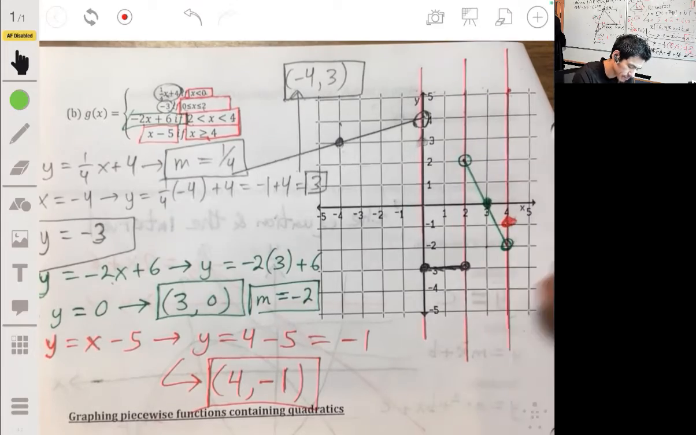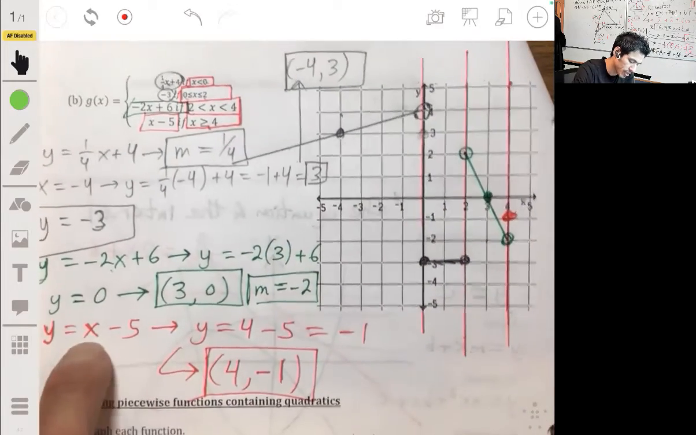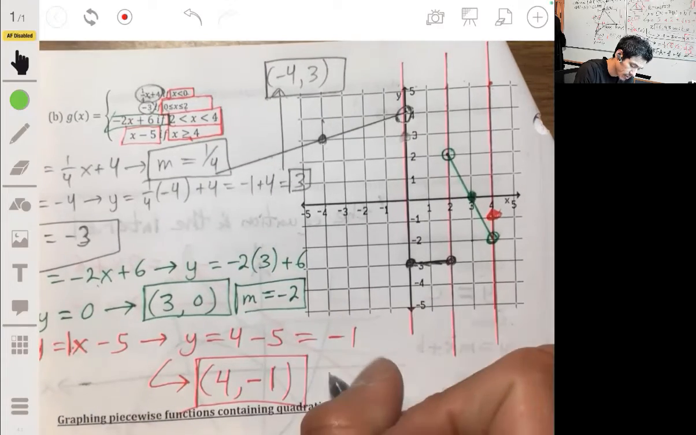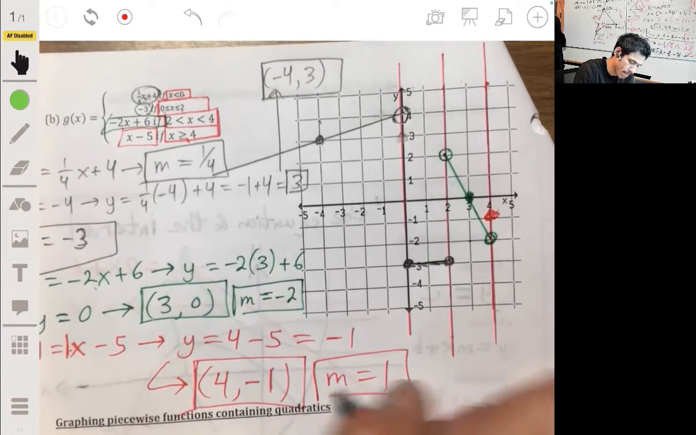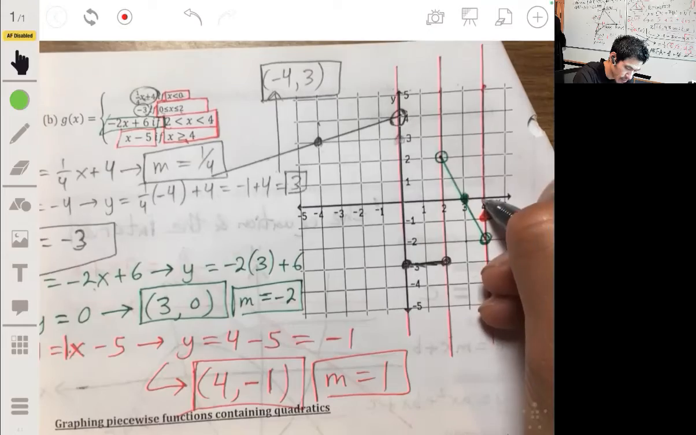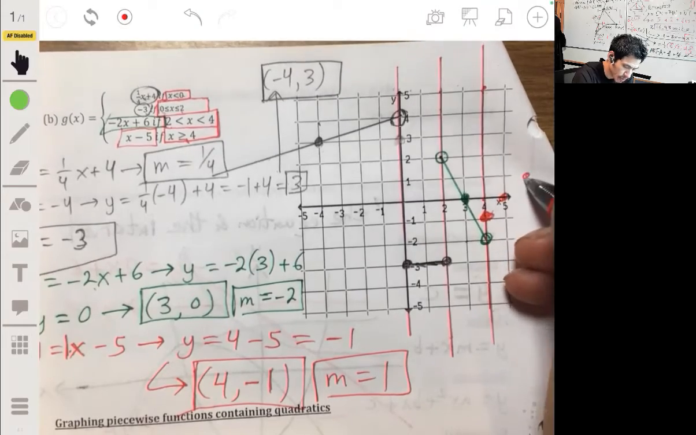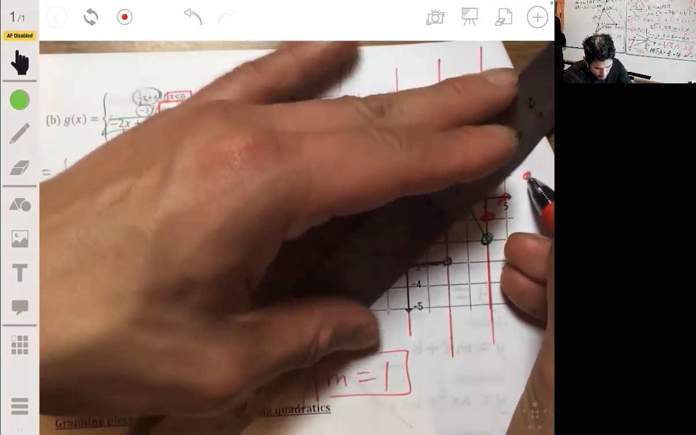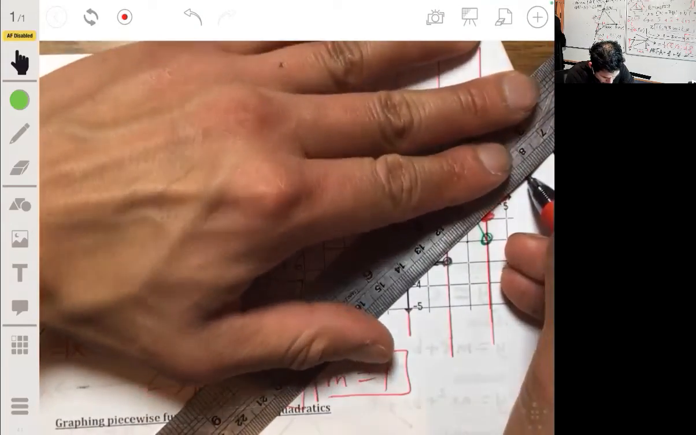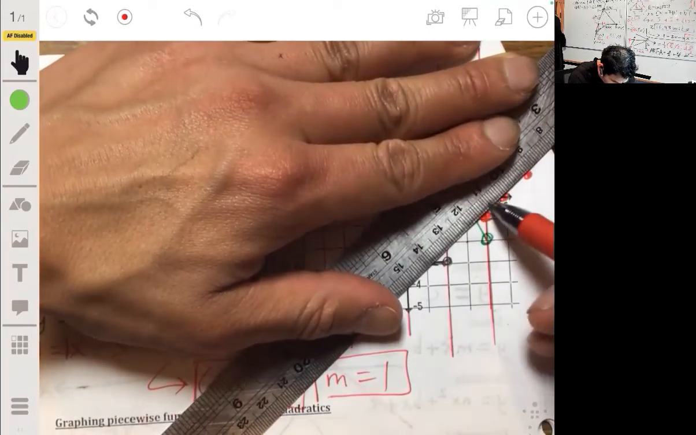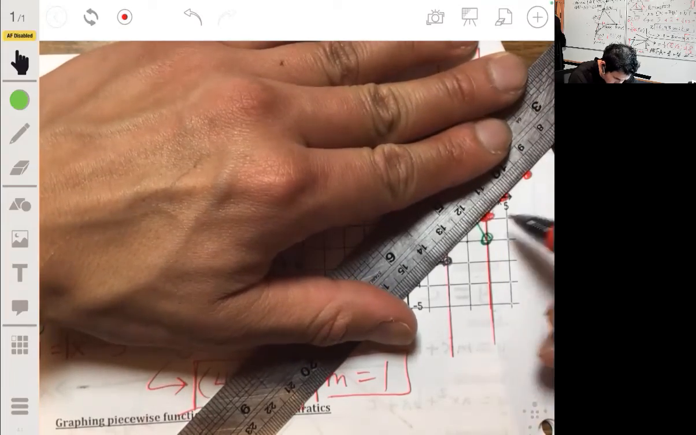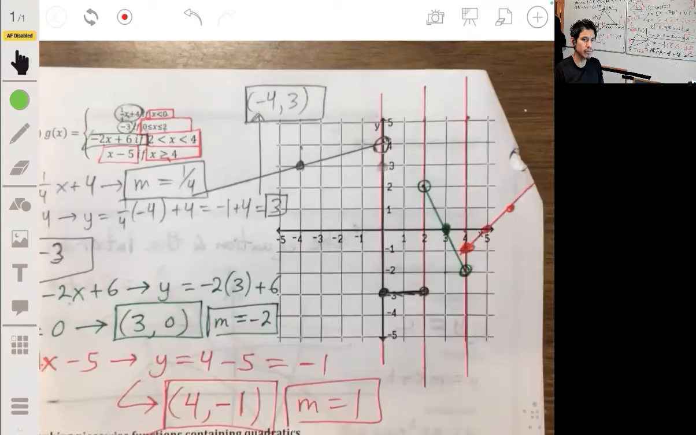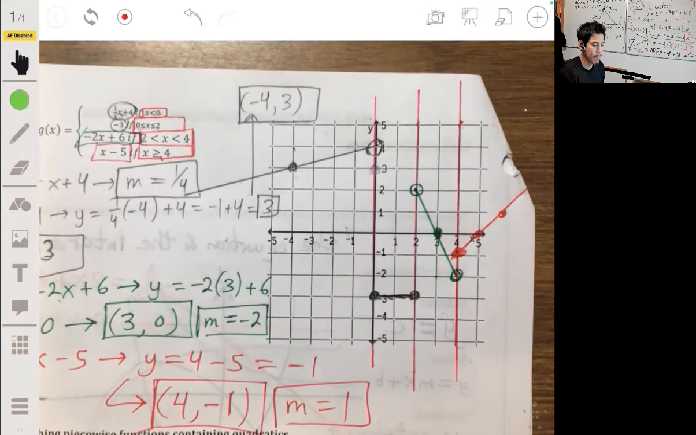Right there. The slope here is 1 because this is the same as y equals 1 times x minus 5. Slope is 1. From here, up 1 to the right 1. And we go like that forever. Well, until we run out of space. Come on, there you go. Nice. And there we go, another piecewise graph done.